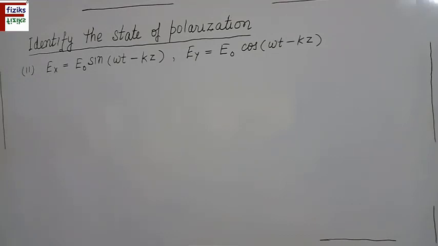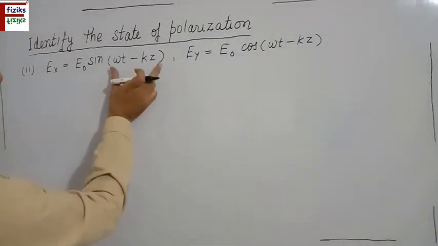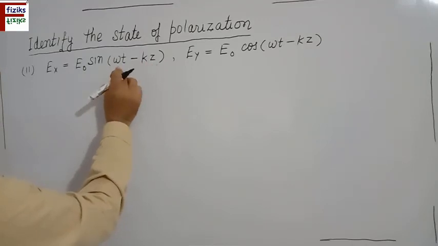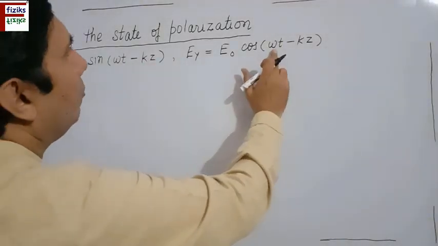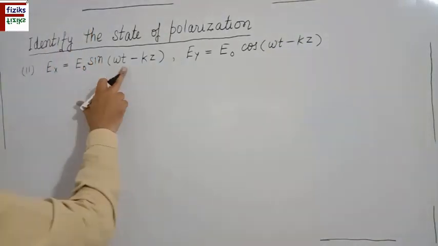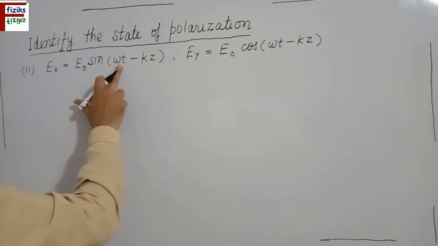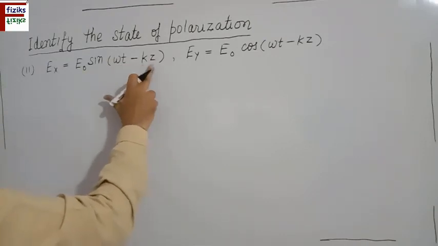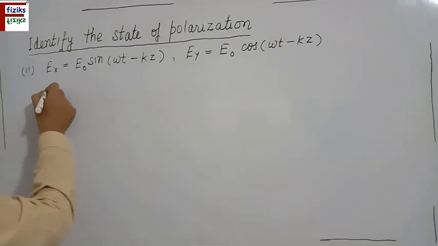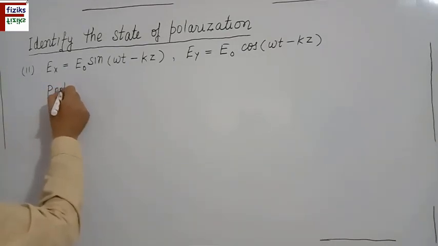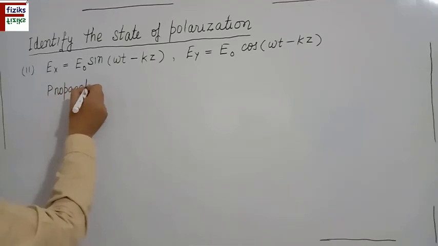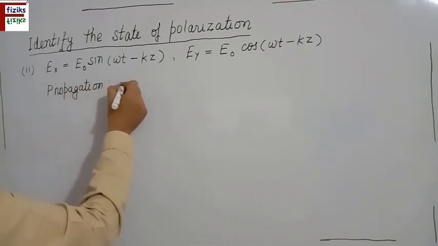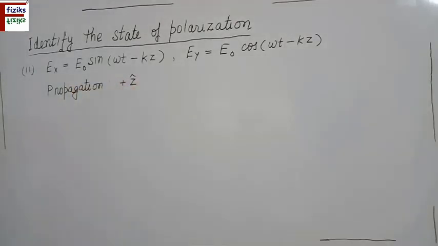Now how will we find out the state of polarization in this case? One thing you can observe is that the argument term is the same: omega t minus kz in both. Because the signs of omega t and kz are opposite, omega t has a positive sign and kz has a minus sign, the propagation direction is in the plus z cap direction. So basically this light is propagating in the plus z cap direction.